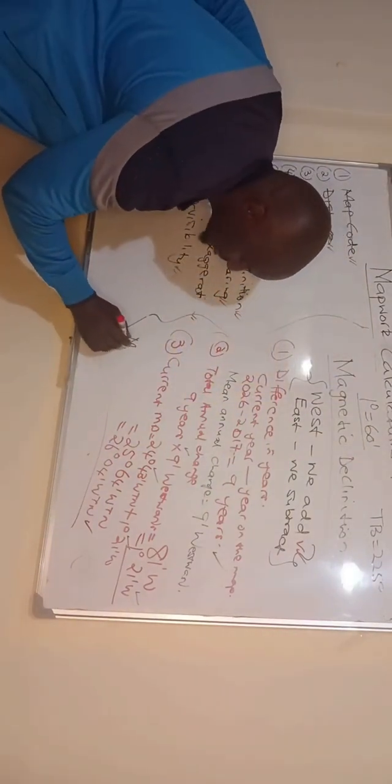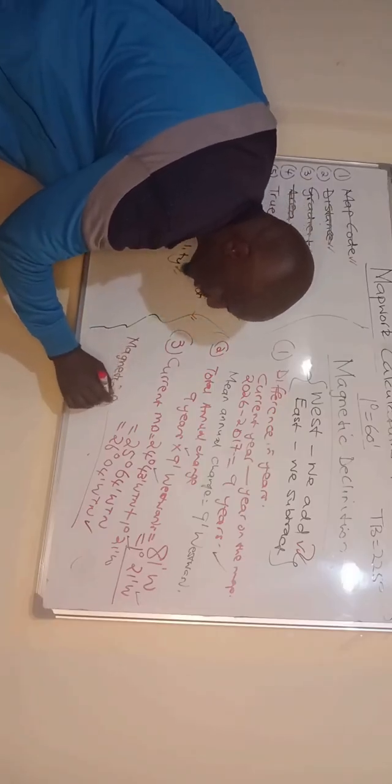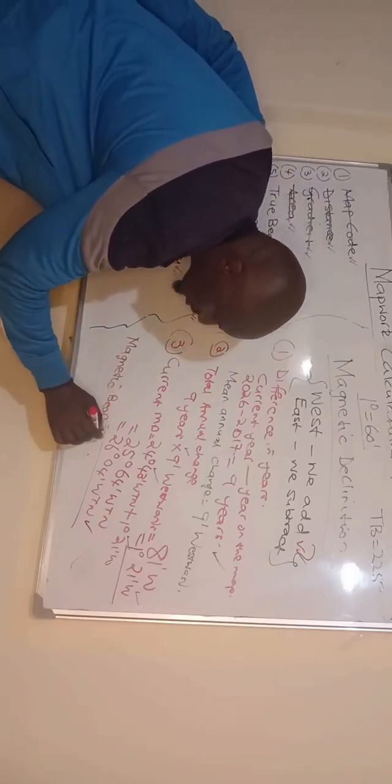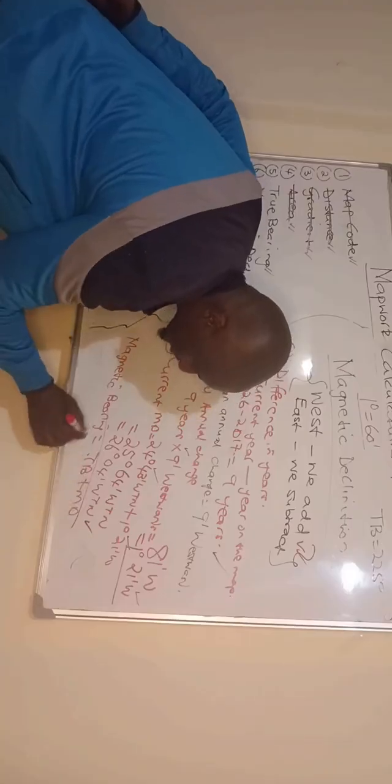Let's calculate our magnetic bearing now. Magnetic bearing is equal to true bearing plus MD. That is your magnetic bearing. We are not yet done. So you have got your 04. Yeah, that's correct. The 04 or just 4 minutes is the same thing. It's just 4 minutes. You can say 04 or just 4.